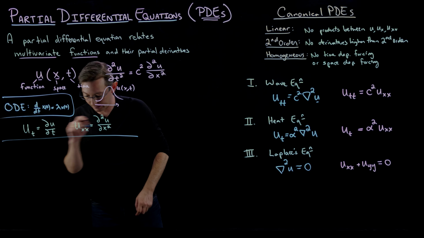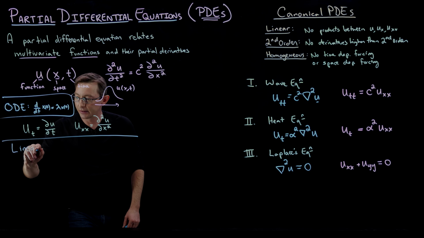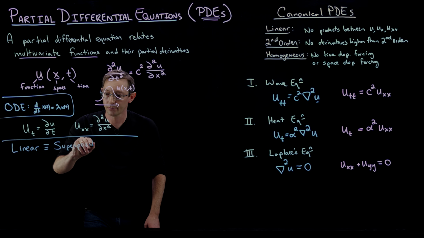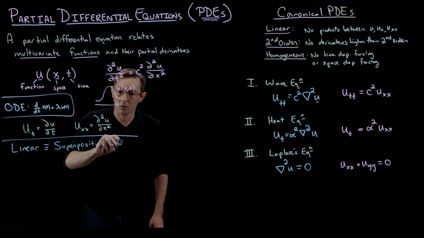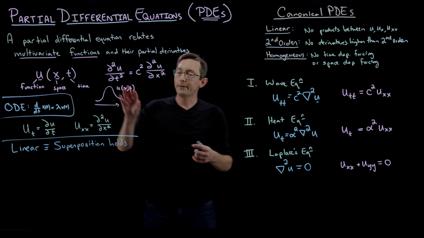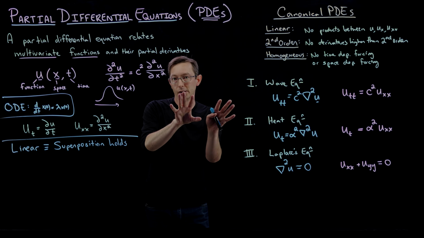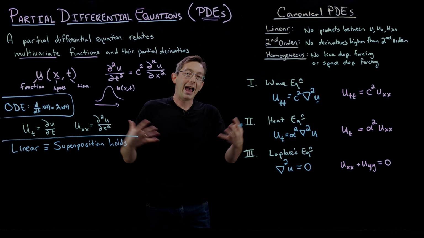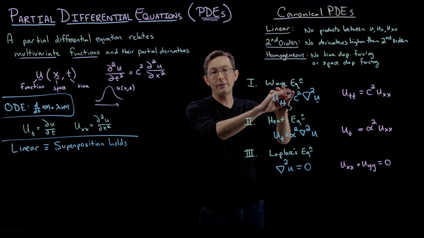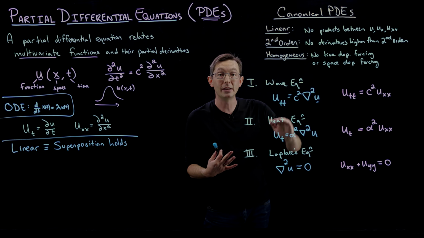So let me just write this out. Linear is just a way of saying that superposition holds. And so what that means, let's take the wave equation, for example. If I have two solutions of the wave equation, I have two waves that are traveling at some constant speed. I've got two solutions, u1 and u2, and I add that solution up. I superimpose that solution. It will also be a solution of the wave equation because this is a linear partial differential equation. And in fact, like I mentioned, all three of these equations are linear.